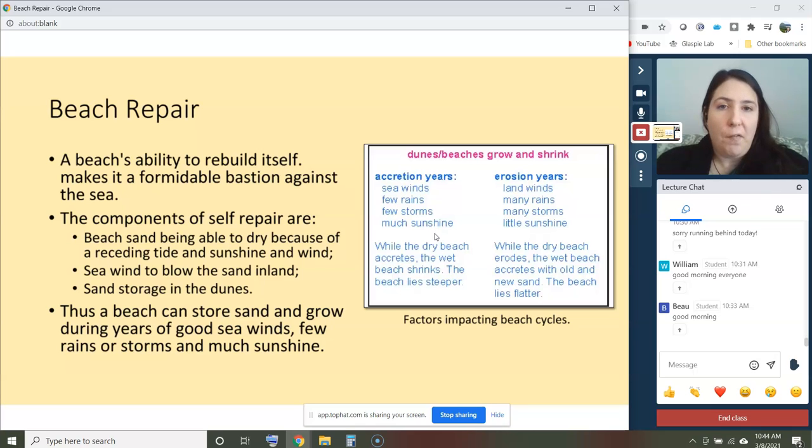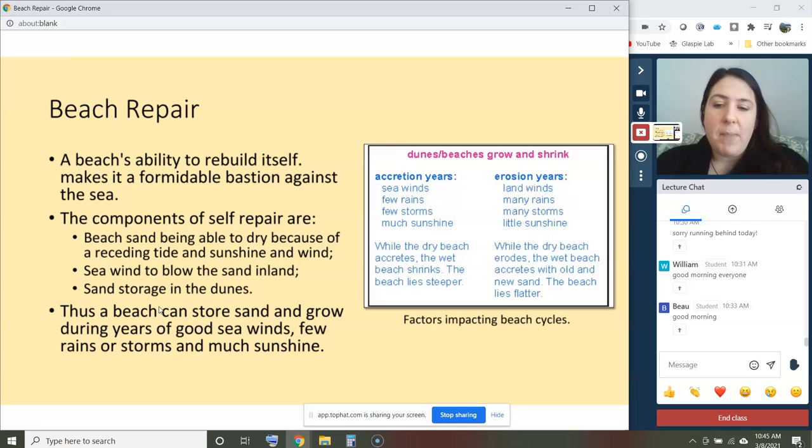In order to self-repair, a beach needs a few things. After a storm, let's say a lot of the sand gets swept away from a lot of bad wave activity, bad winds that are eroding away that sand. So if the beach is going to self-repair, then it needs beach sand able to dry. It needs a sea wind to blow the sand inland. And it needs to have some place to store that sand in dunes.